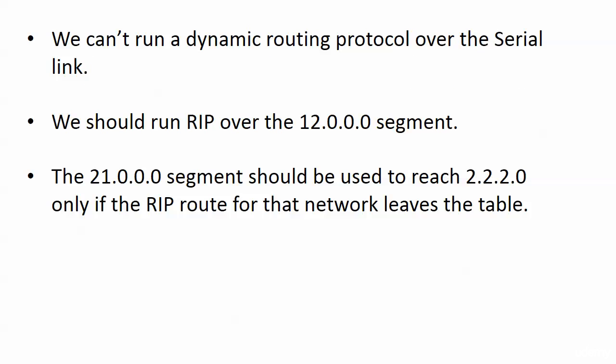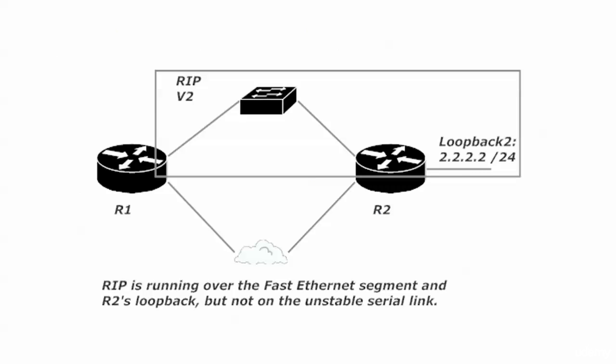First off, in this lab, we're not allowed to run a dynamic routing protocol over the serial link. We are going to use RIP over the broadcast segment, the 12.0.0.0 segment, and the serial link, that network should be used to reach router 2's loopback only if the RIP route for that network actually leaves the table. So that RIP route has to be totally gone in order for us to be able to use that 21.0.0.0 segment. So this is what we're actually going to do here in a moment.